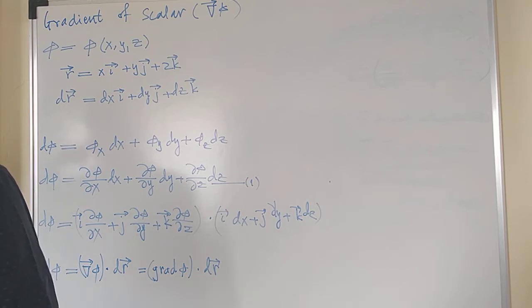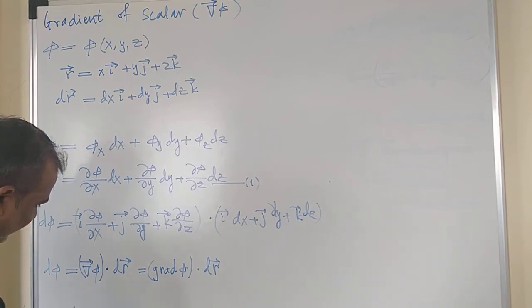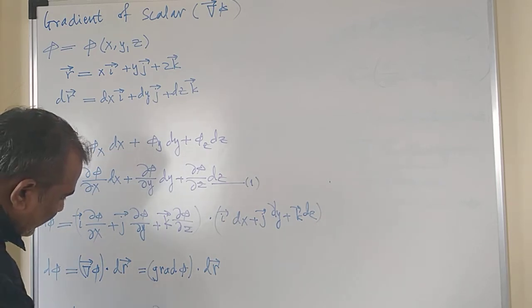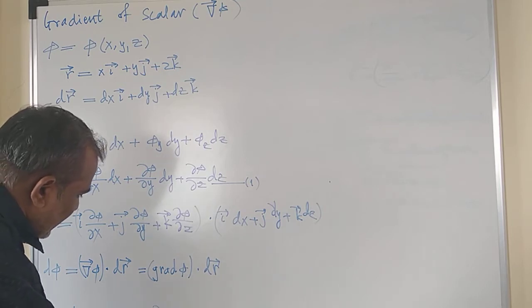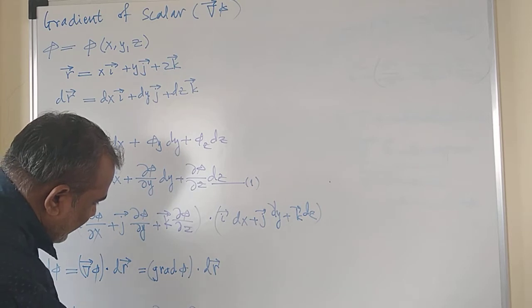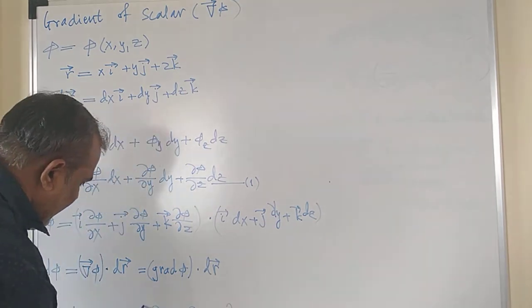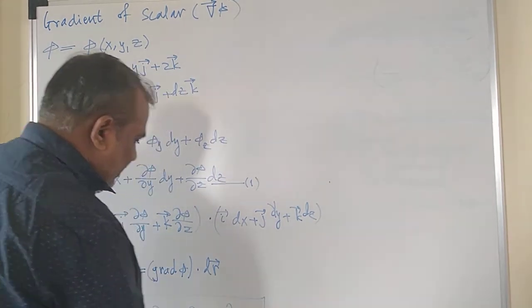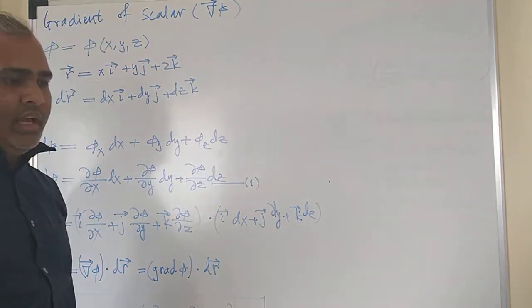So what is the value of grad phi? The value of grad phi is actually this. I can write here grad phi, or this is nothing but del phi, is equals to i bar into dou by dou x plus j bar into dou by dou y plus k bar into dou by dou z into phi. So this is the gradient of the scalar point function. This is the value of the grad phi. Got it? Hope you have understood what is the gradient of the scalar point function.